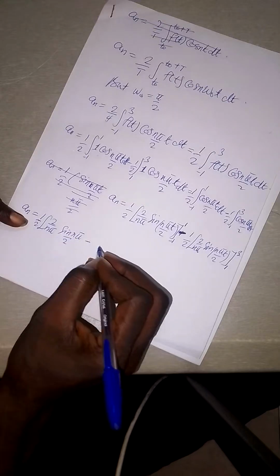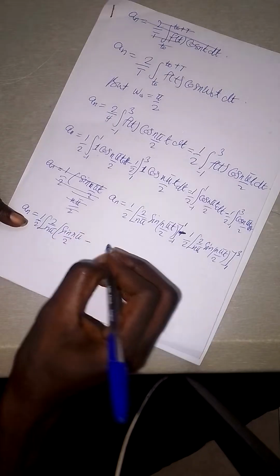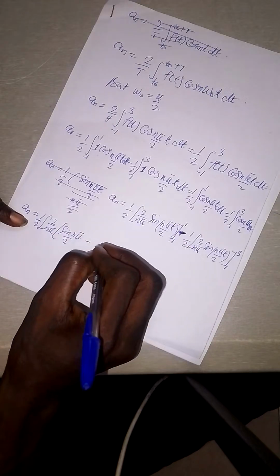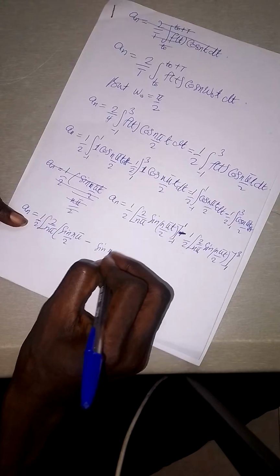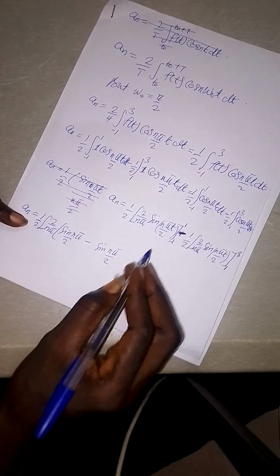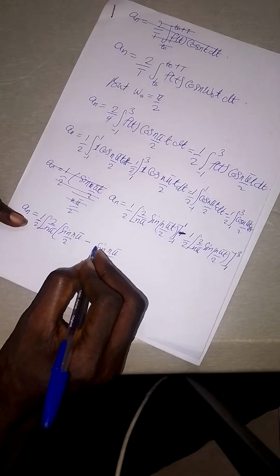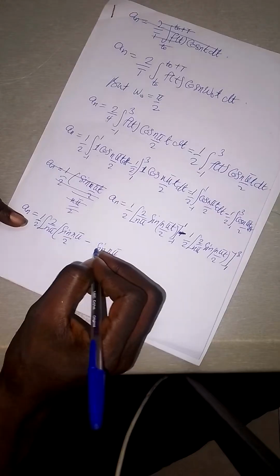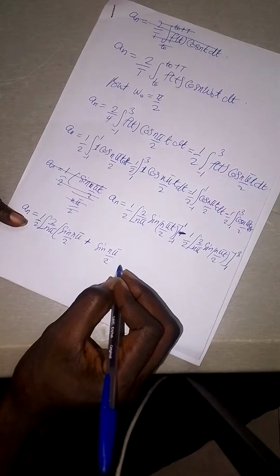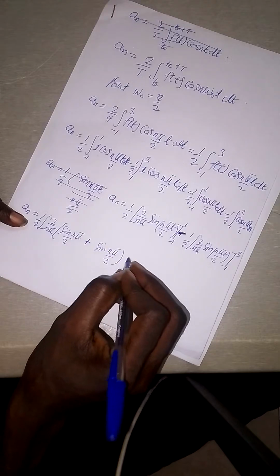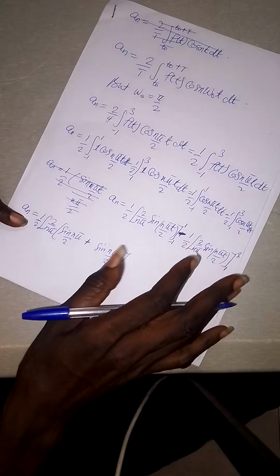I just have to bring this one here. Minus sine minus 1, so here n pi over 2. So this minus 1 will be minus minus, because the sign will also become minus. So now this one will become plus. Okay, all right. So this is what I'm going to have at this particular stage.